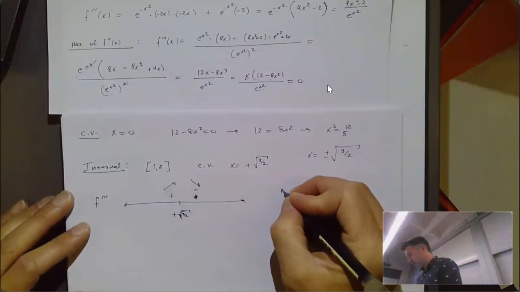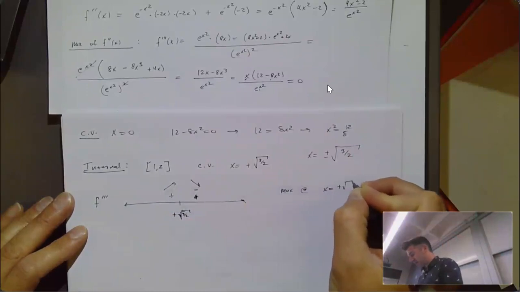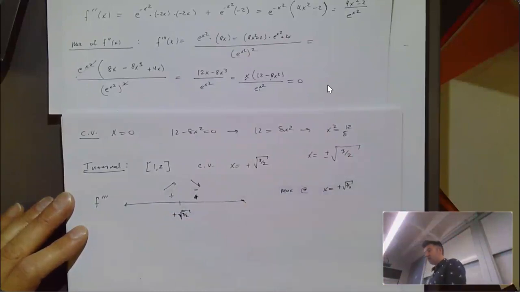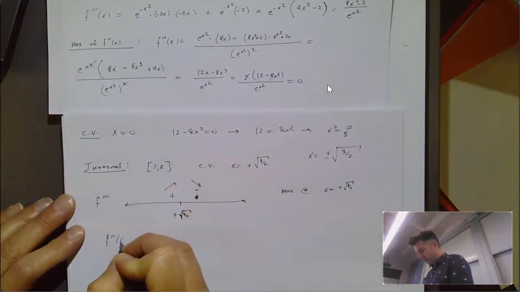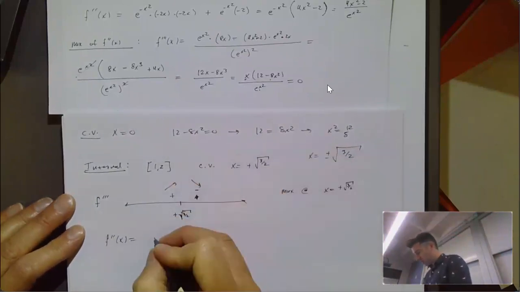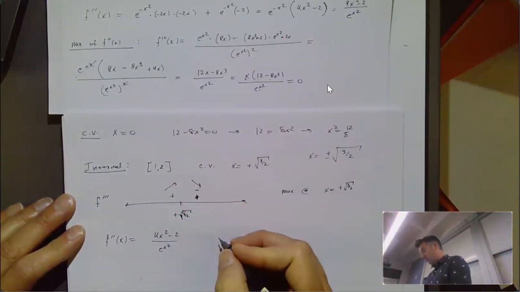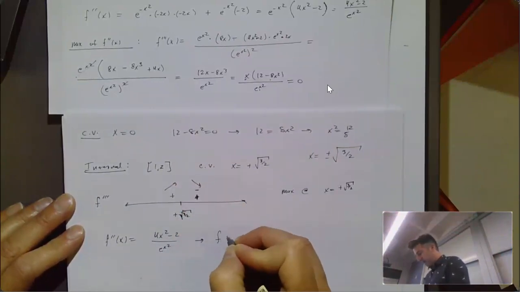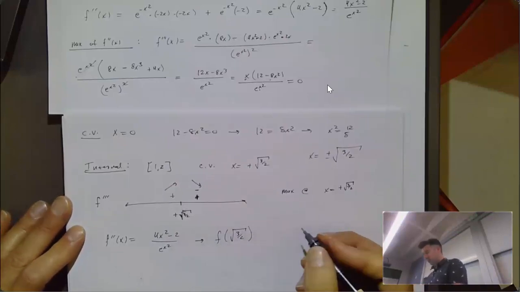So we do have a maximum at x equal to the positive square root of 3/2. So then we go back to our second derivative, f double prime of x, which is equal to (4x squared minus 2) over e to the x squared. And we plug in f double prime of the square root of 3/2. Luckily, this isn't too terrible to plug in.